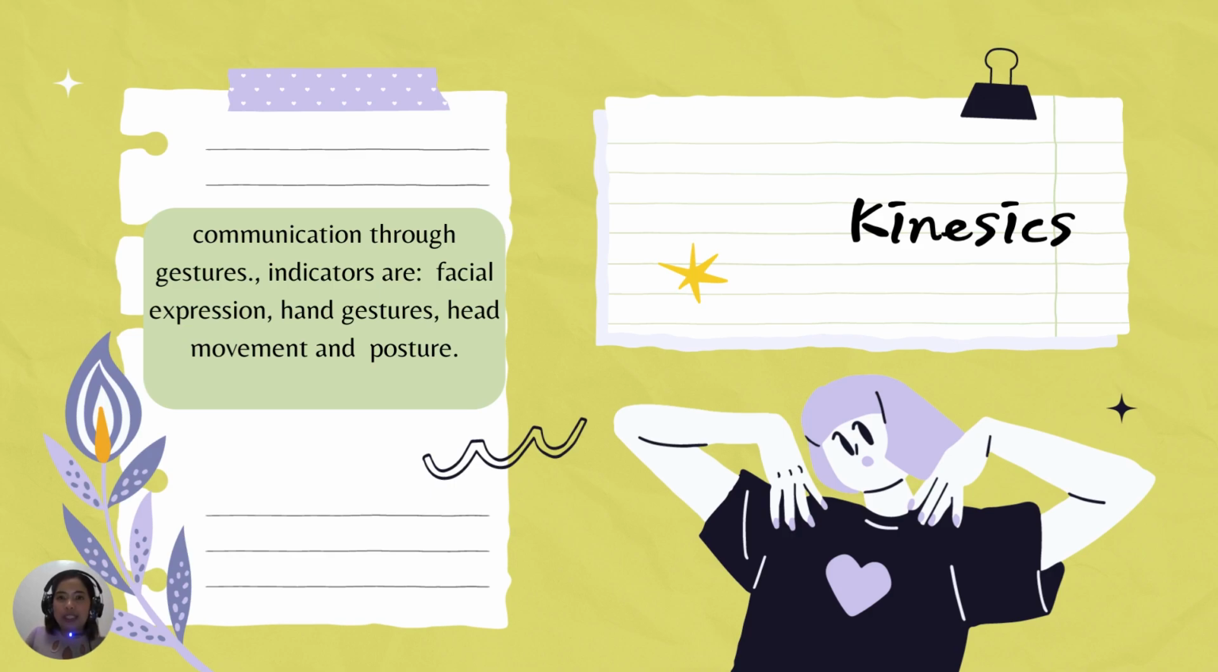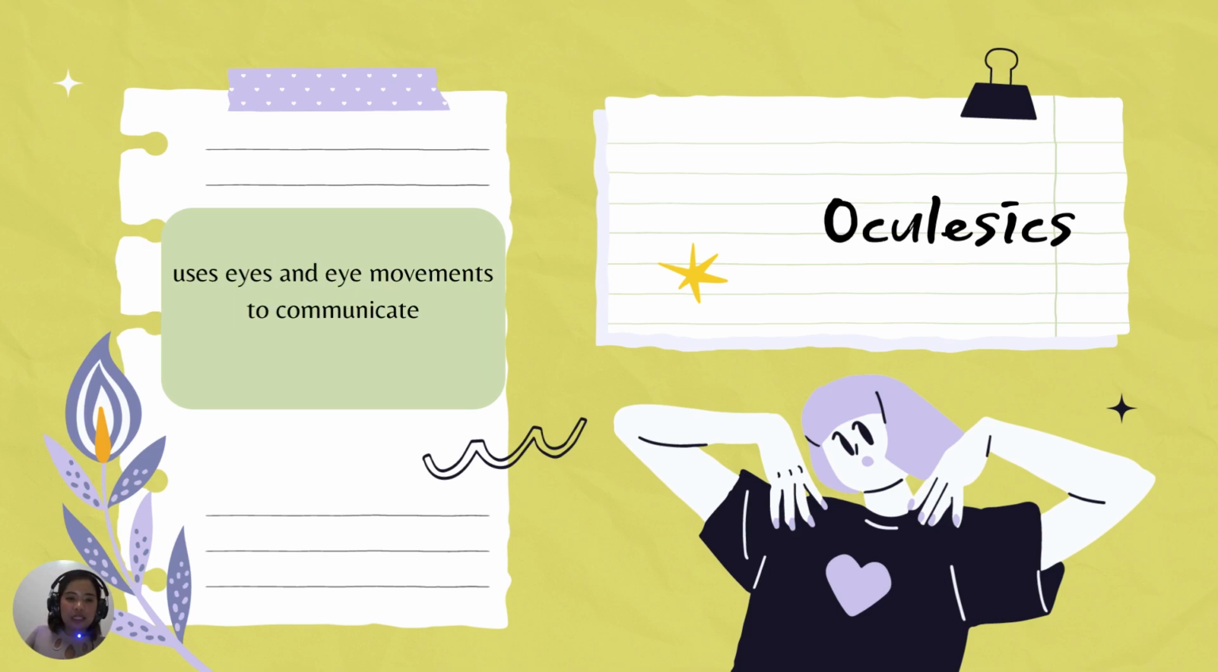When we talk about kinesics, from the word kinetic, kinetic is more of movement. So when we talk about kinesics, these are more of gestures. So how do you convey meaning? Through gestures, and that is kinesics. Kinesics helps you to give meaning through your facial expression, hand gestures, head movement, and posture. That is kinesics.